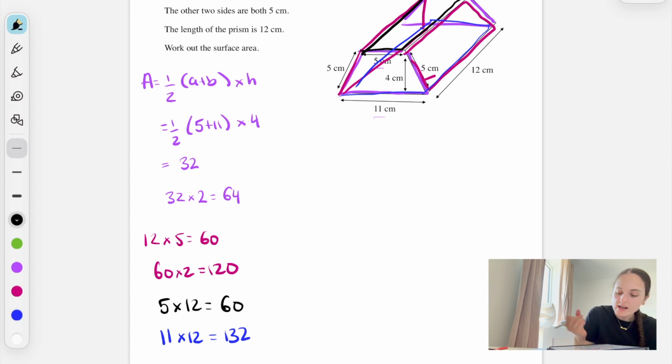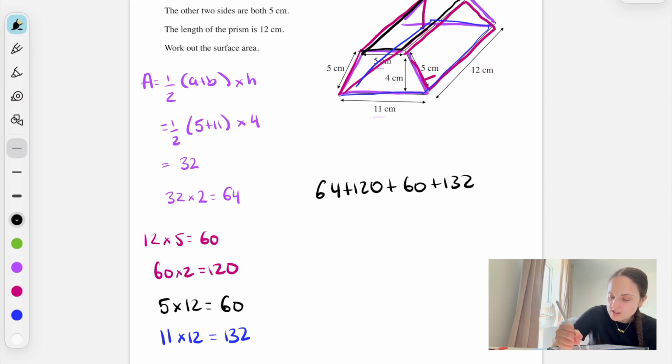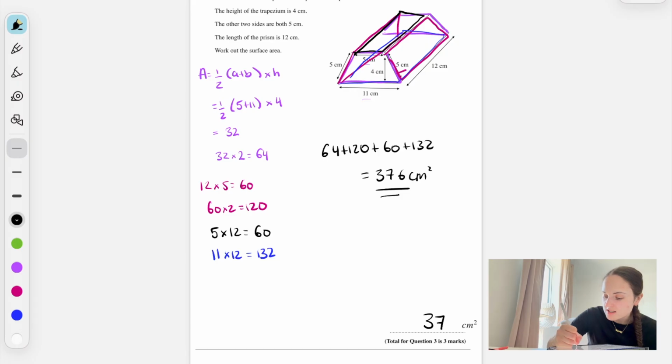So finally, to work out the total area, I add them all up. So 64 plus 120 plus 60 plus 132. And if I add those up, I end up with 376 squared centimeters. So the answer to this question is 376.